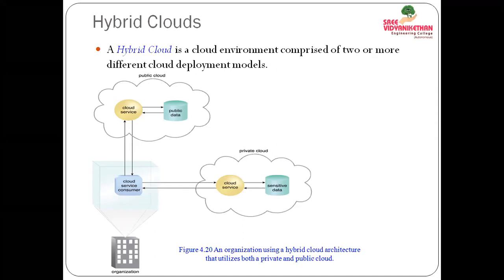There will not be one single deployment. You could find a public deployment model, you could find community if required, and you could find all three as well, for that matter. So it's very simple. Hybrid is nothing but a combination of all the deployment models.